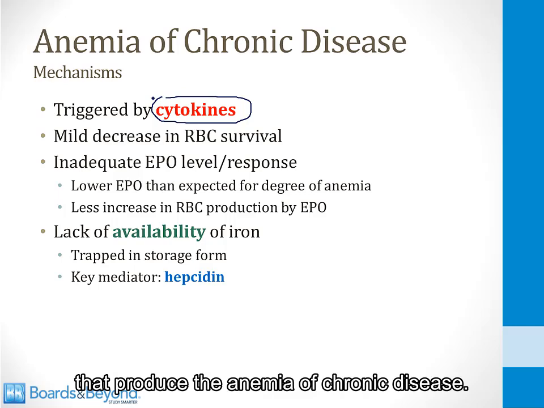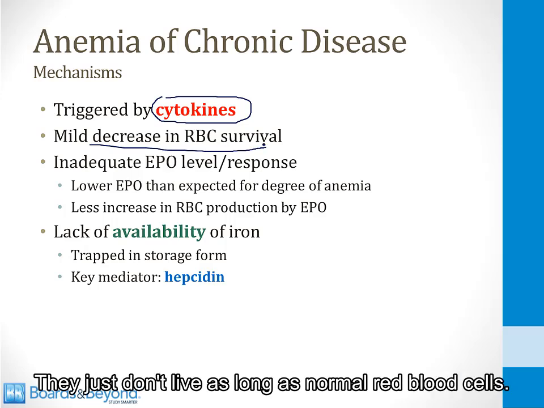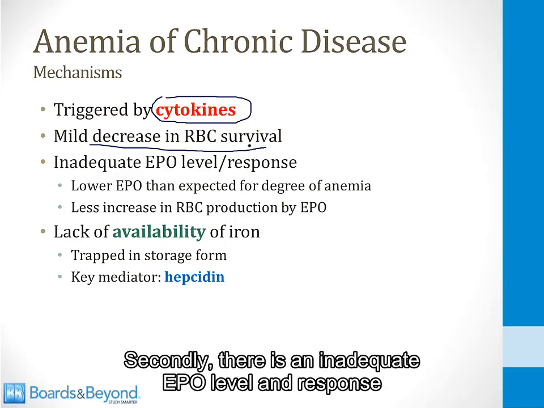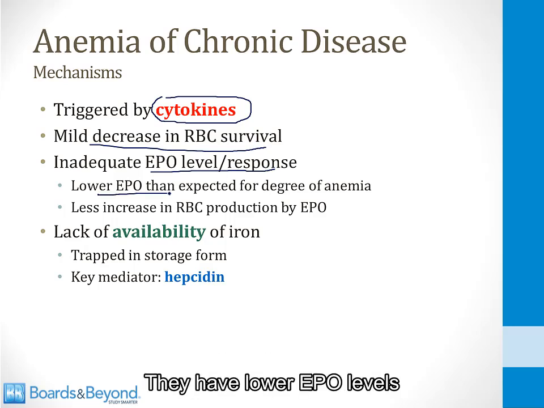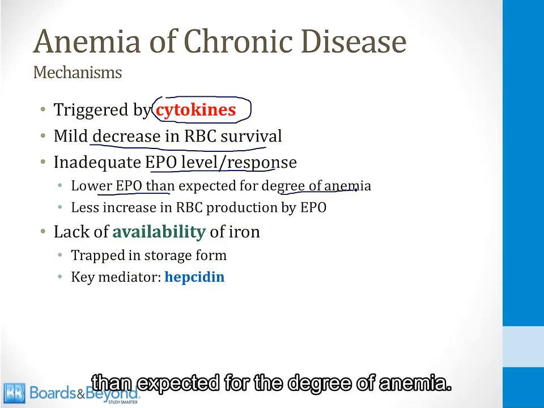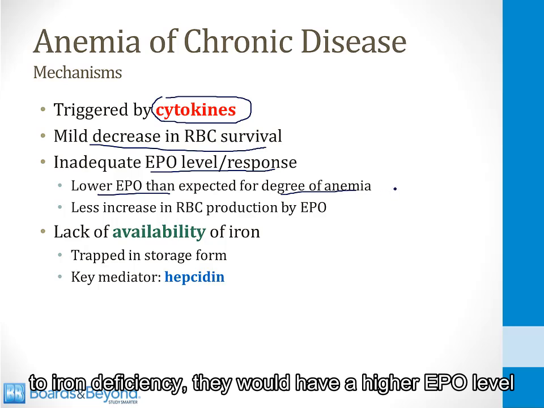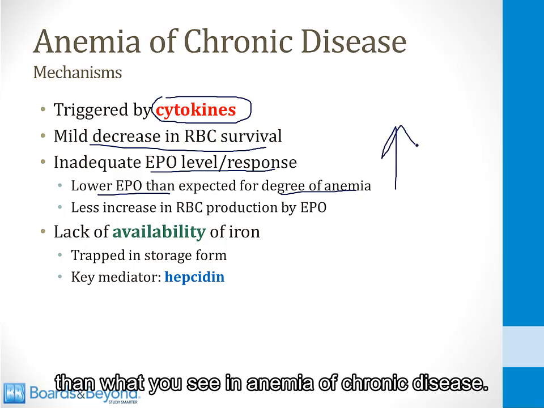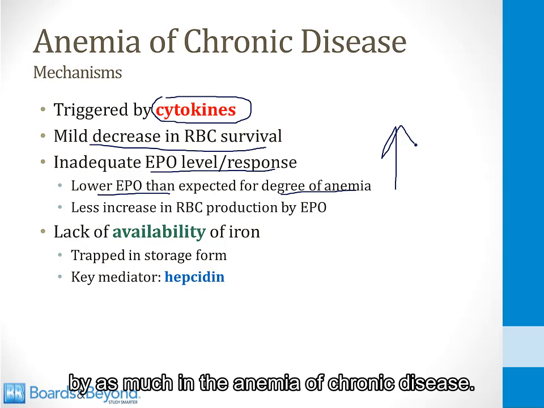First of all, red blood cells in patients with this condition have a mild decrease in survival. They just don't live as long as normal red blood cells. Secondly, there is an inadequate EPO level and response to EPO seen among patients with anemia of chronic disease. They have lower EPO levels than expected for the degree of anemia. So, for example, if a patient had a similar anemia due to iron deficiency, they would have a higher EPO level than what you see in anemia of chronic disease. The EPO level rises in both conditions, but it doesn't rise by as much in the anemia of chronic disease.